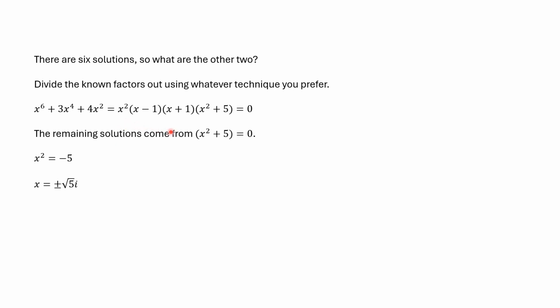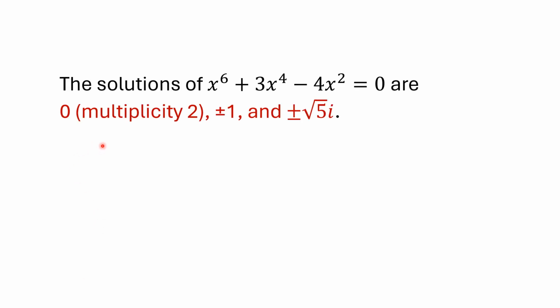So I now know that I have x squared, x minus 1, x plus 1, and after I divide these out, I would find I have x squared plus 4 equals 0. So I have to solve x squared plus 4. Solving that, I get x squared is negative 4. Well, x is plus or minus 2i. My other 2 solutions. So I have 6 solutions: 0 with multiplicity 2, plus and minus 1, and plus and minus 2i. And this is how I would express that.